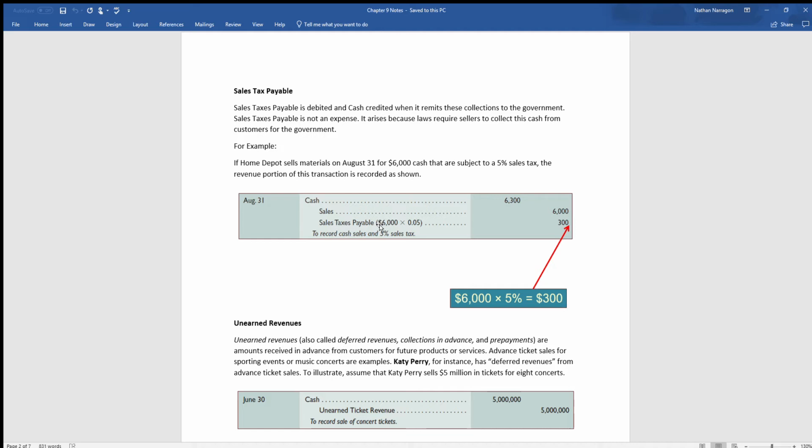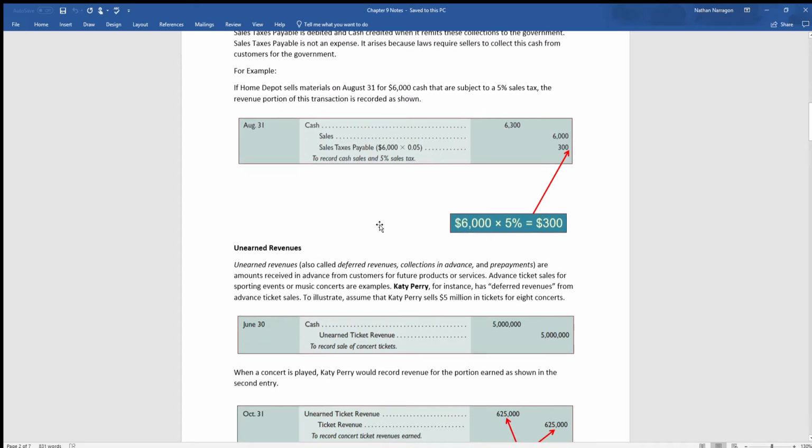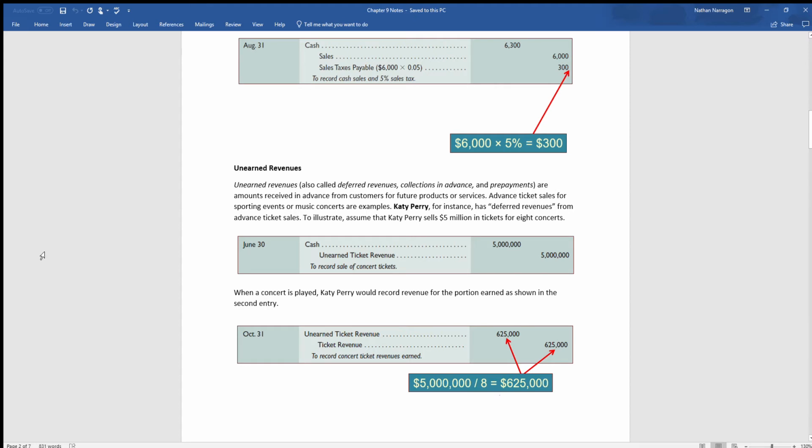Unearned revenue. Now, unearned revenue does have a few other names that I may have mentioned. If not, here they are. One is deferred revenue, collections in advance, prepayments, retainer fees, all those fun little stuff. Anything that deals with basically a deposit. Okay? As long as it's required that a service has to be performed.